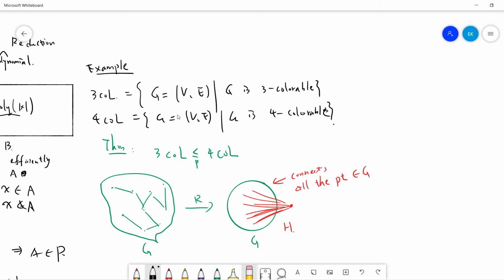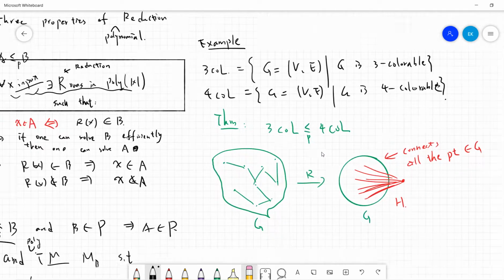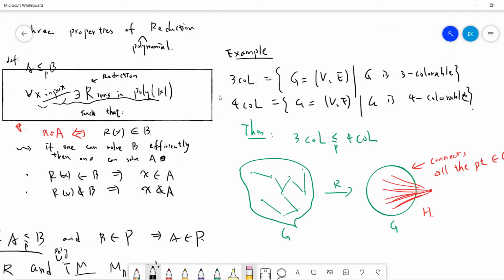So if somebody gives you a graph and G is 3-colorable, then output 1. If it's not, output 0. And this type of decision problem is NP complete. But in this video, we will show that 3-colorable reduces in polynomial time to 4-colorable. That means we need to find R. For each graph, we need to find another graph, let's say G prime, such that it has this property.